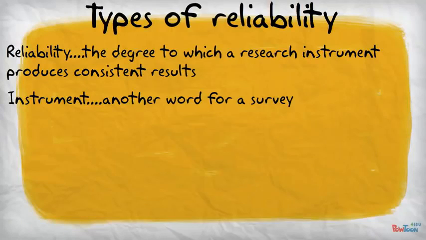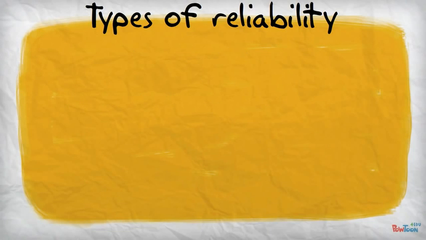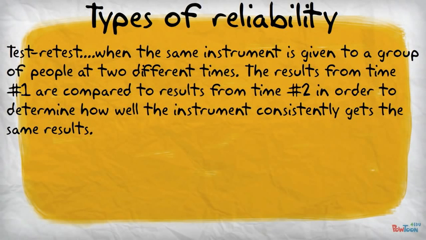Let's compare the carnival guy to my bathroom scale. I step on the scale and I weigh 120 pounds. A couple of days later, I step on the scale and I weigh 120 pounds again. Now, that's more consistent compared to the carnival guy trying to guess my weight. It's not possible to exactly calculate the reliability or consistency of a research instrument, but we can estimate it in a few different ways. The first is test-retest reliability.